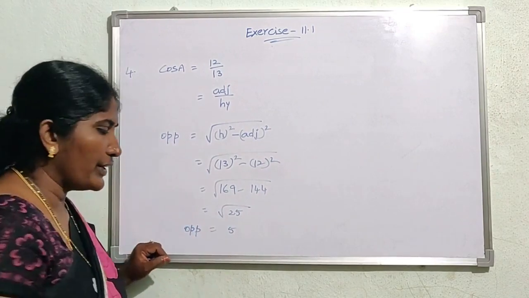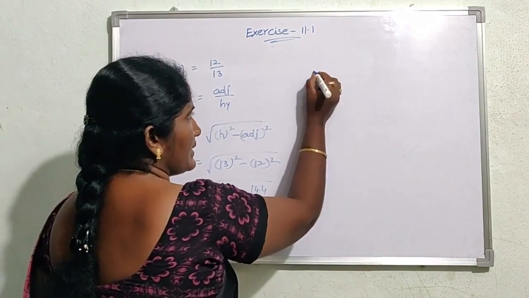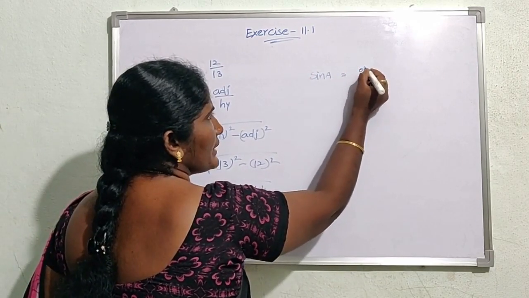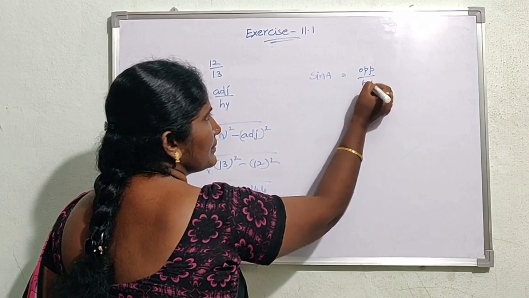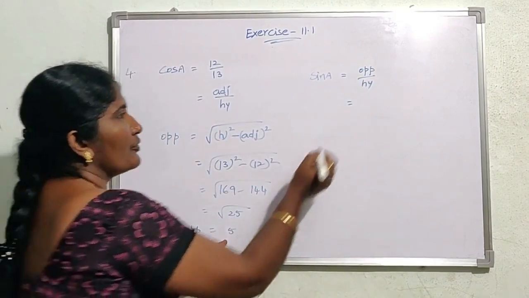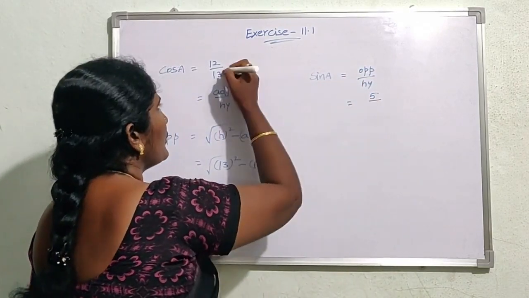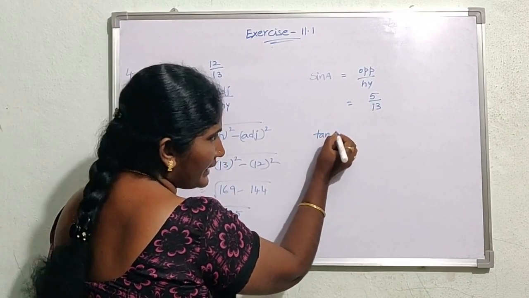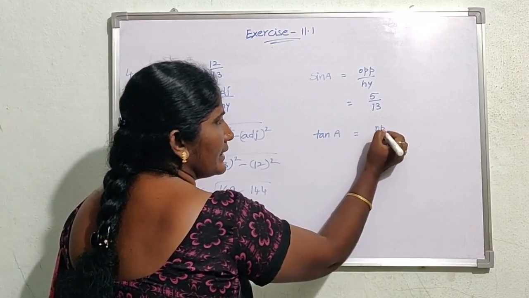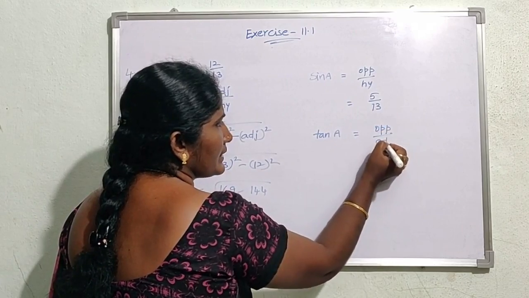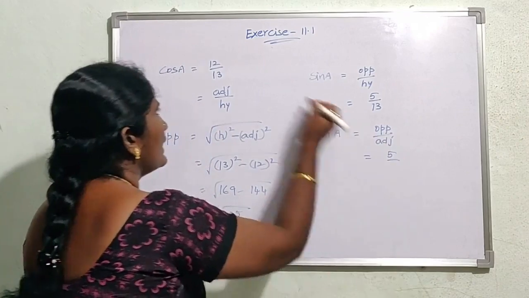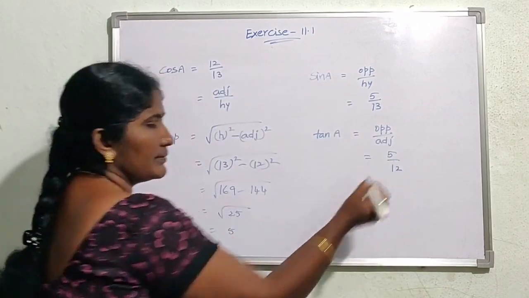Now what we want to find out? Two ratios, sin and tan. Sin A is opposite side by hypotenuse. What is opposite here? 5 units and hypotenuse is 13. Next ratio, tan A. Tan A is opposite side by adjacent side. Opposite side is 5 and the adjacent side is 12.